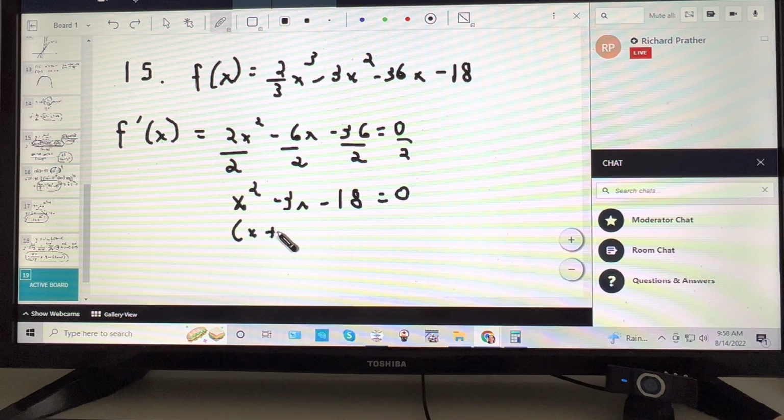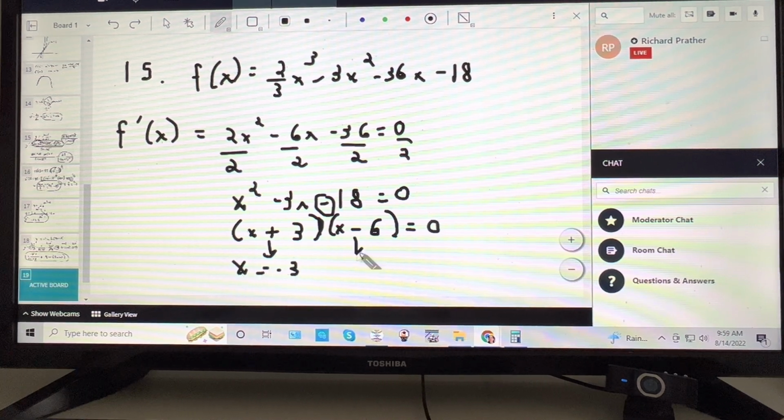So it's definitely x plus and x minus with a negative in the back. A negative in the back means you get one of each sign. And then you're trying to multiply to 18 and subtract to negative 3. So that means the bigger number is negative. 18 could be 6 times 3, and 3 minus 6 is negative 3. So I have 2 critical numbers, negative 3 and 6.